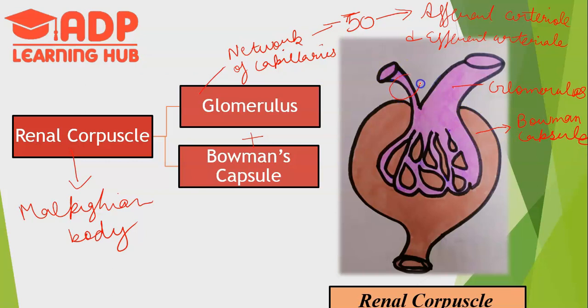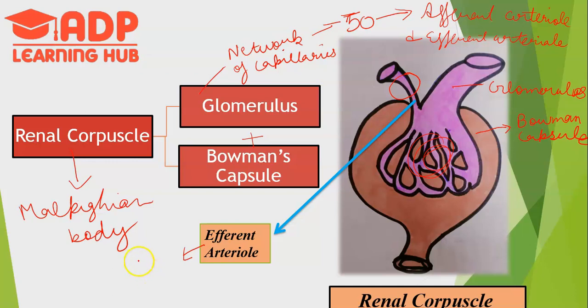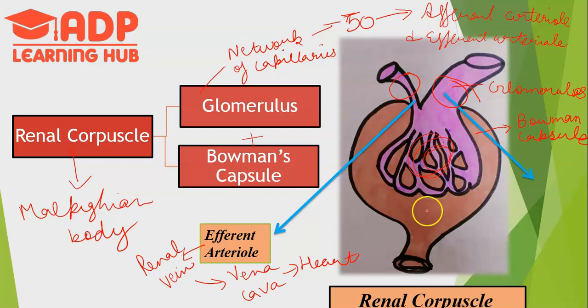Here the duct which is very small in diameter is the efferent arteriole, and this efferent arteriole carries the filtered blood from this network of capillaries into the renal vein, and through this renal vein the filtered blood enters into the vena cava of the heart. And the duct which is larger in diameter as compared to the efferent arteriole is the afferent arteriole. So this is the structure of the glomerulus.